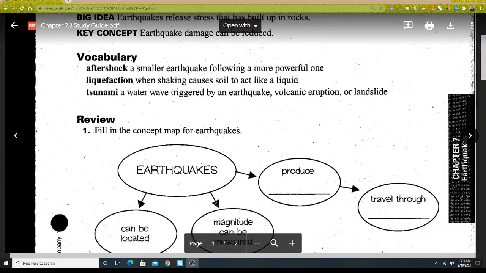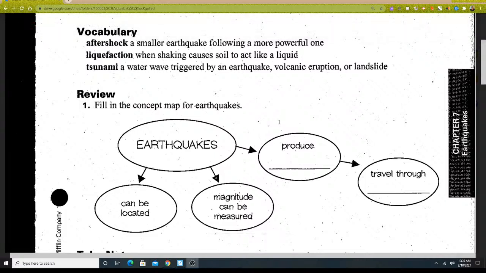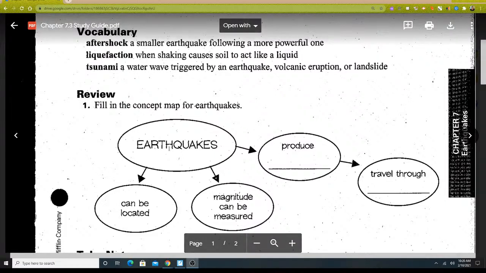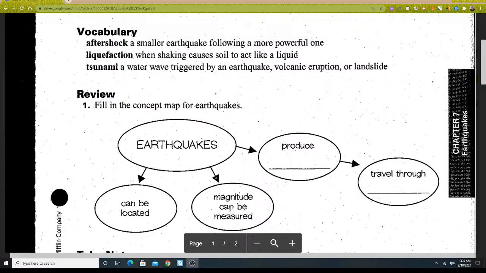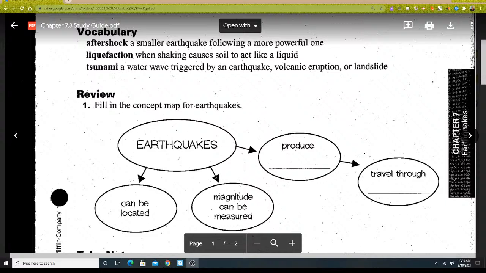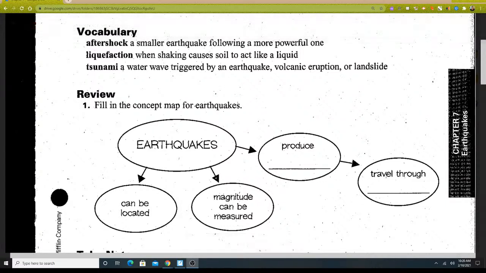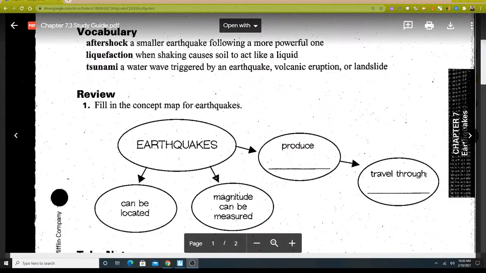So with the first question, remember the first question is always review. And you just pretty much need to fill in the blanks. Earthquakes can be located. Earthquakes magnitudes can be measured, how big they are. Earthquakes produce something. I can tell you it's a two-word, and the second one is wave. And those things can travel through something.